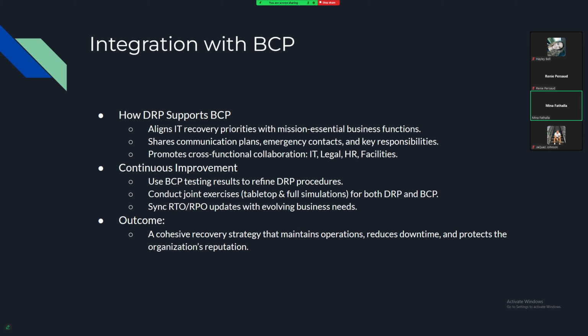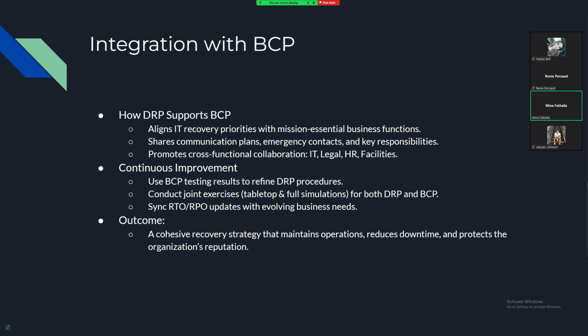So for the integration with the BCP, basically how the DRP supports the BCP aligns with the IT recovery priorities, which is basically any mission-essential business functions, getting everything started back up. We share communication plans, emergency contacts, and key responsibilities for both departments, as well as prompt cross-functional collaboration for IT, legal, HR, and facilities.